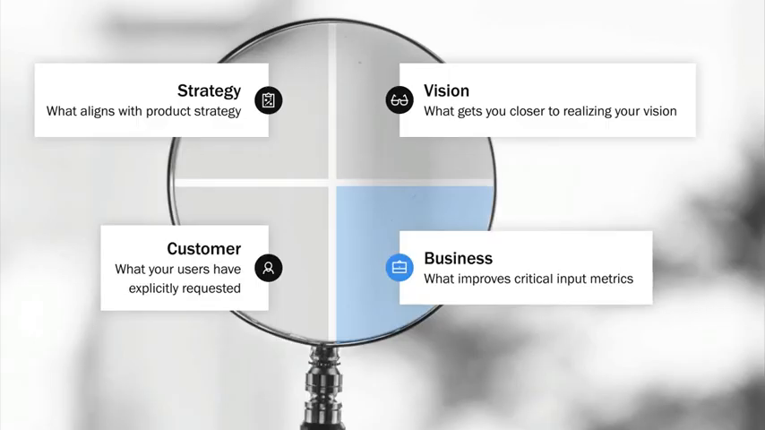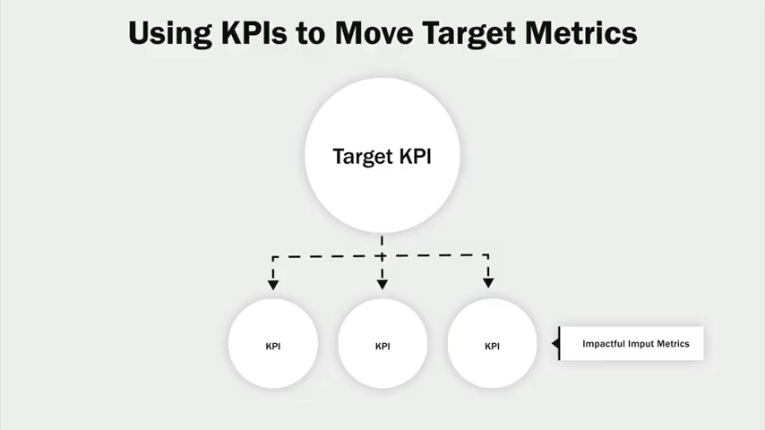Finally, let's cover the business lens. Recall that the business lens captures objectives and initiatives that focus on improving very specific input metrics for your KPIs. Each of your target KPIs will have its own set of input metrics that influence it, with some being more influential than others. To find your target KPIs, use the same methodology as you did in the Lever Dashboards module.